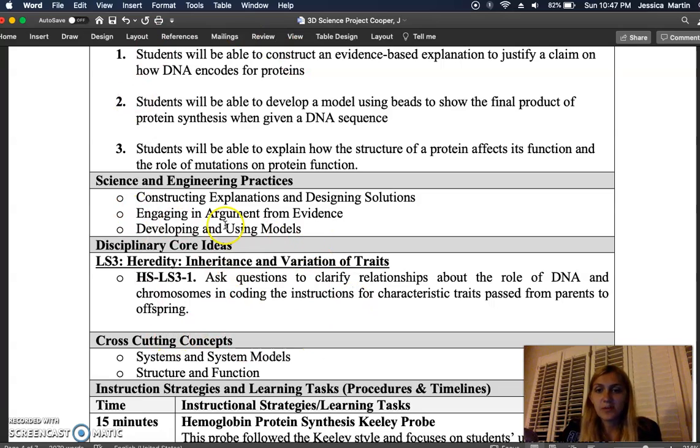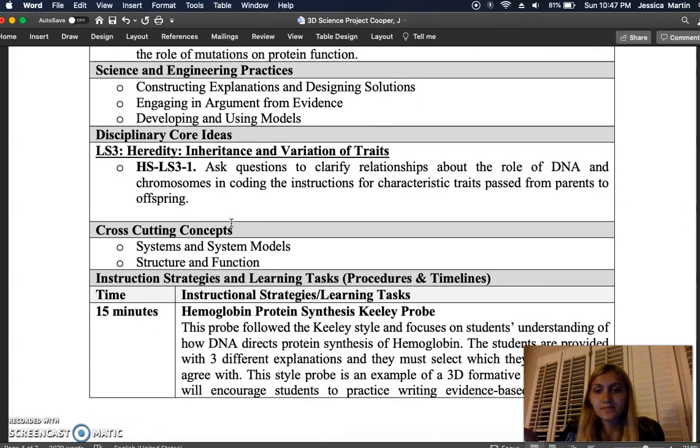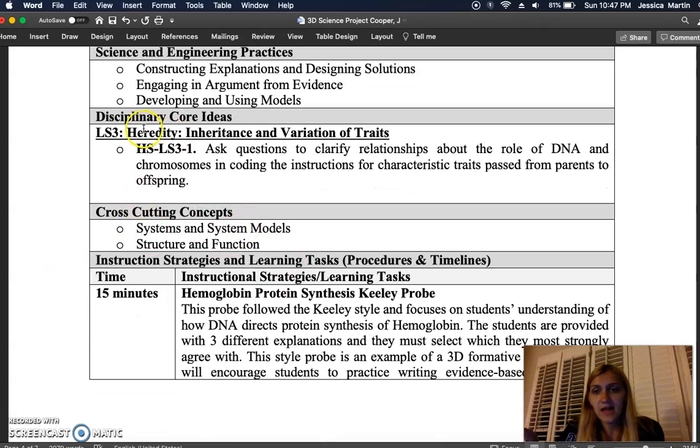So our science and engineering practices, they are constructing explanations about DNA to RNA to protein. They are engaging in argument from evidence from their model, what happened with the mutation, and then developing and using models with the beads. Cross-cutting concepts and our disciplinary core ideas are the same as before, but we are now focusing on more modeling and structure and function of proteins as opposed to DNA.